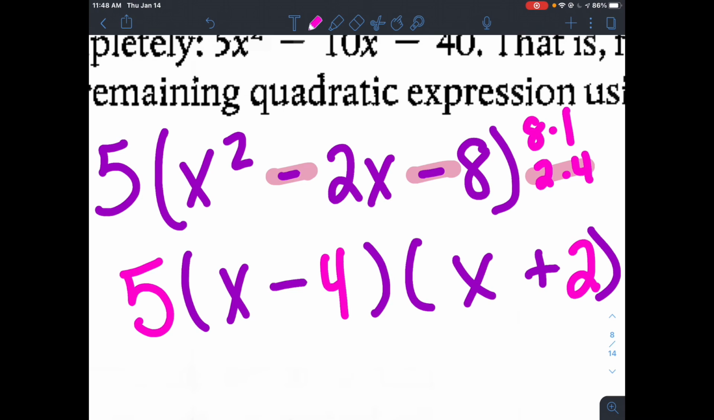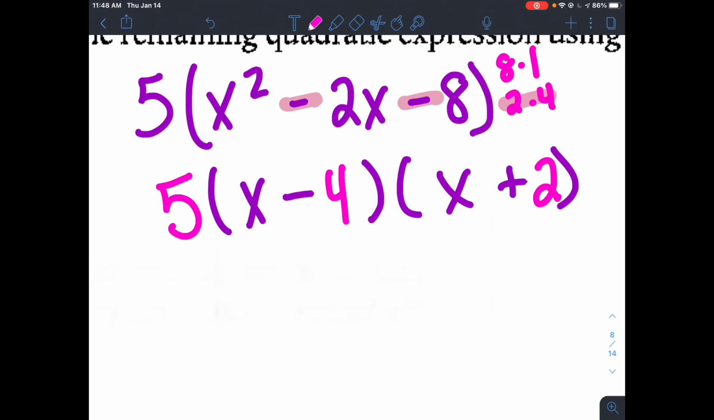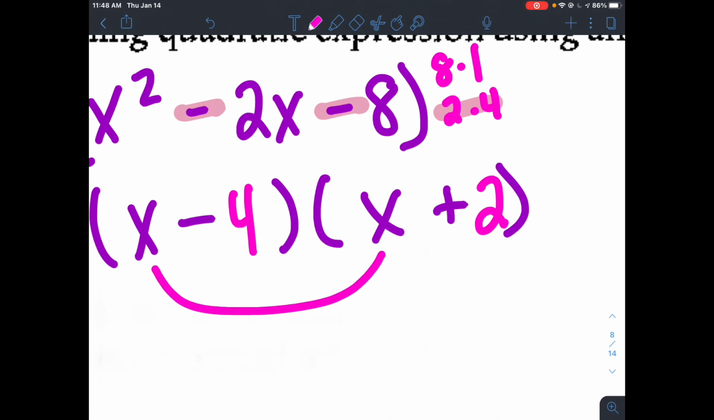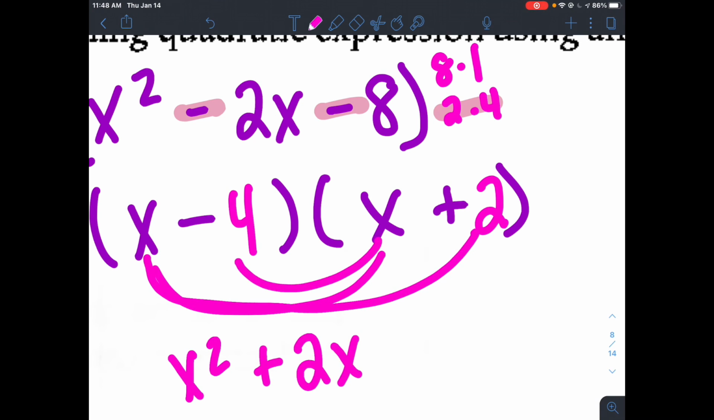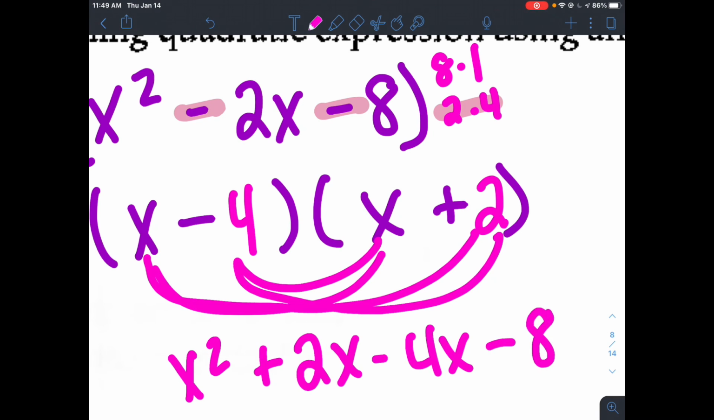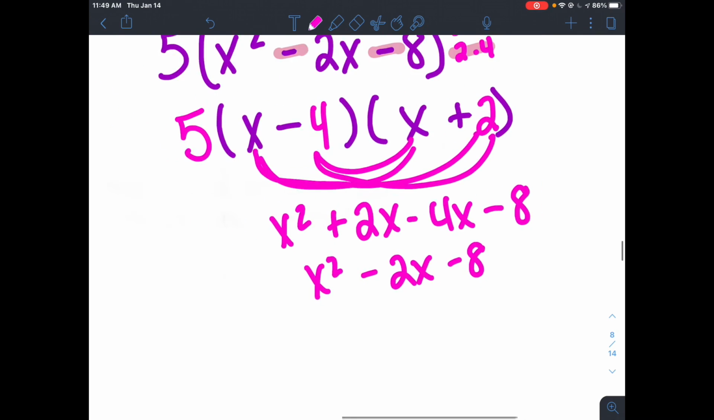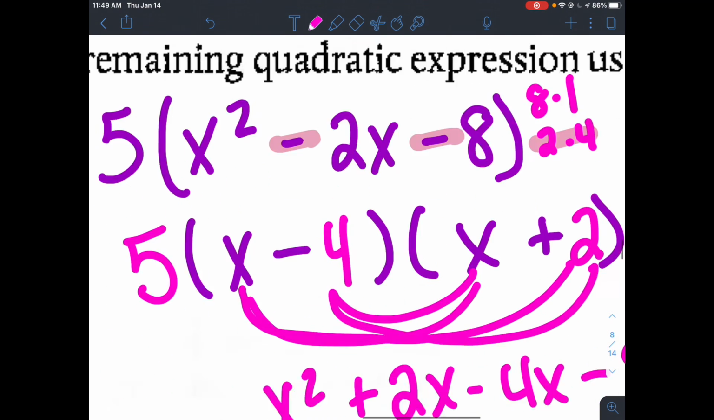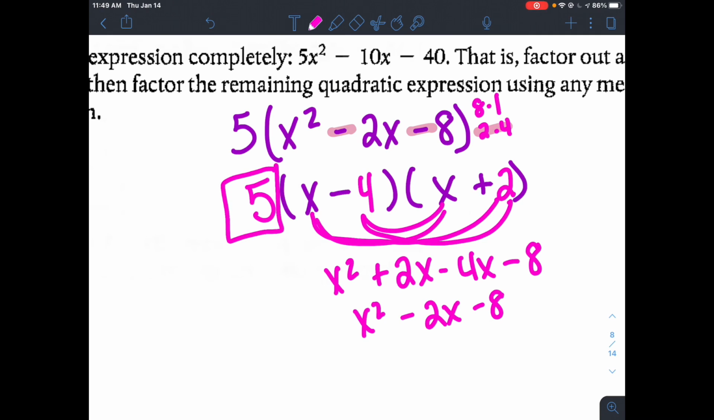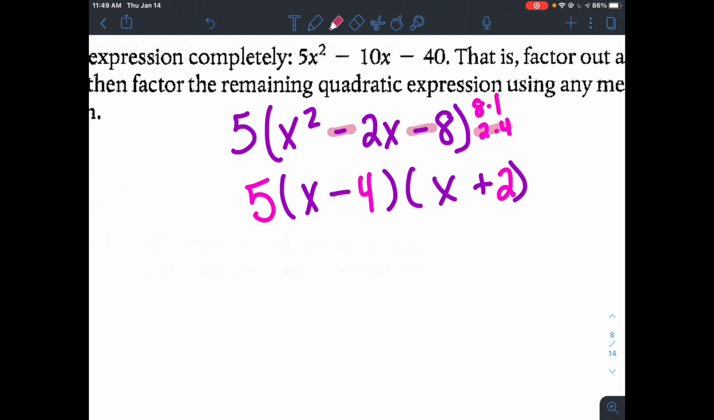Then I'm also going to bring down this 5 in the front. If you're not too confident with your math and your factoring, you can use the FOIL method to double check. Remember, firsts, x squared, outsides, plus 2x, insides, minus 4x, and lasts, minus 8. Combine your like terms, and then that was exactly what was inside of my parentheses up here. Just don't forget this 5. It has to be added back in at the end. And then this right here is your final answer.